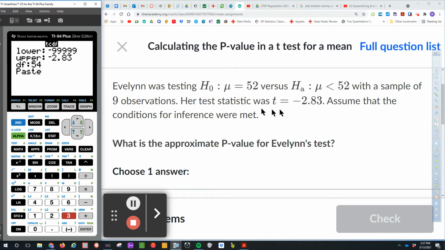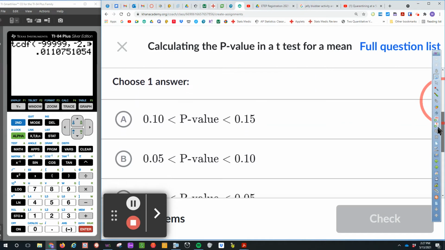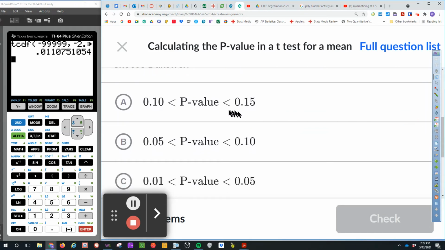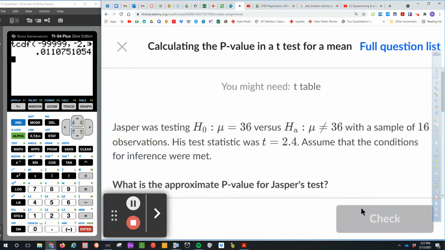The upper will be negative 2.83. The reason we're going in this direction is because the alternative hypothesis says so. Degrees of freedom is 8 because it's 9 minus 1. So what's the p-value? 0.011. And 0.011 is between 0.01 and 0.05. Okay, so let's go to the next question.